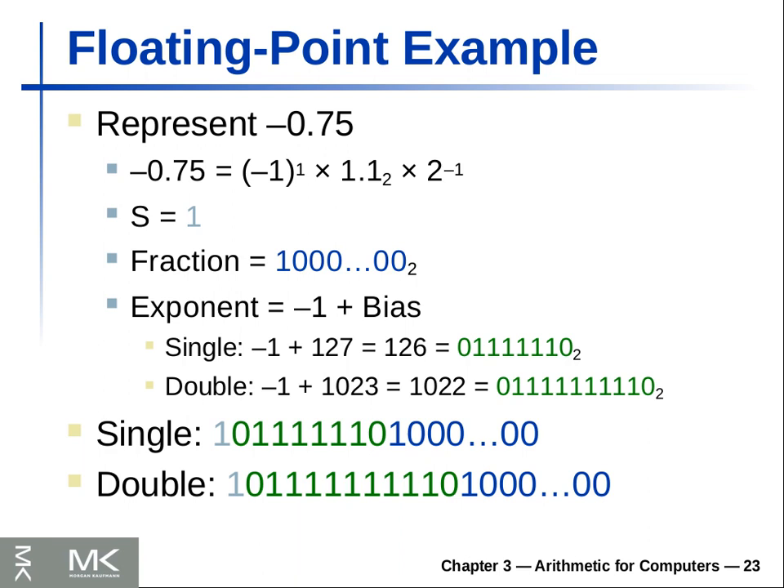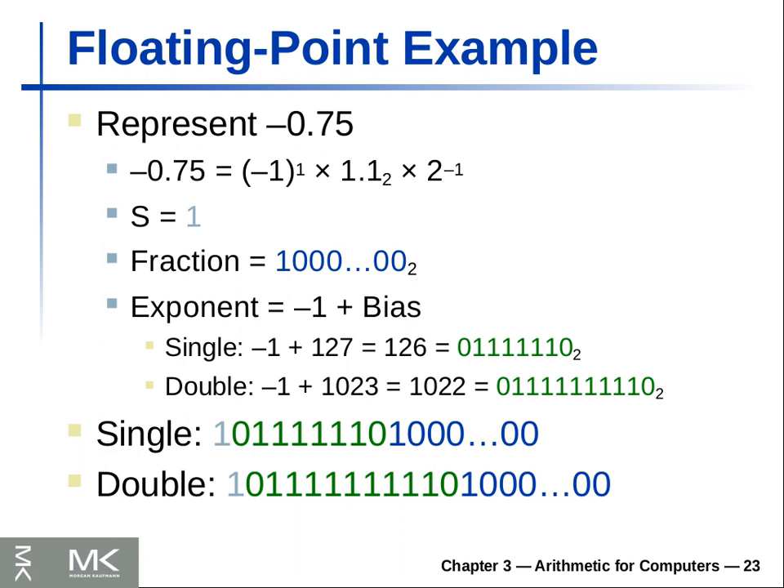So, exponent's -1 plus the bias, which is 126. So that's going to be our exponent. And then we already have the fraction part. And then you just plug that into the format we had earlier. So, let's go ahead and do this in reverse so this makes some more sense.